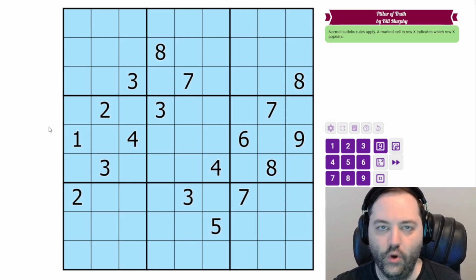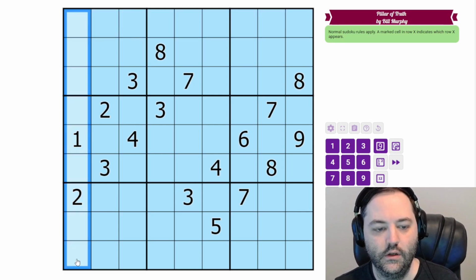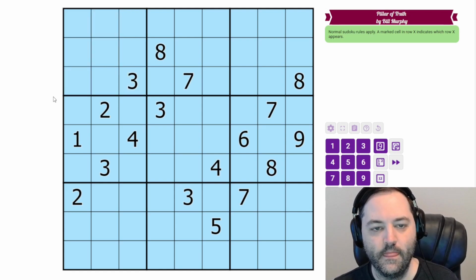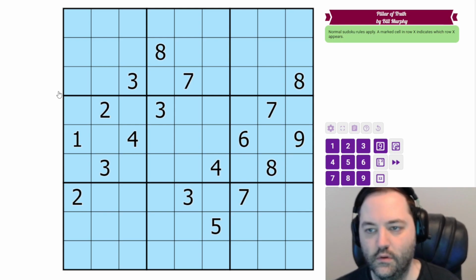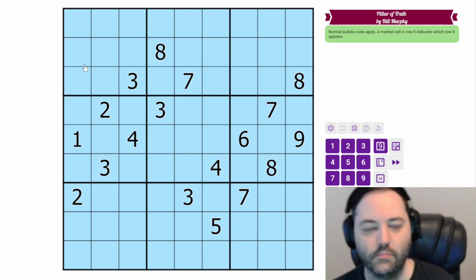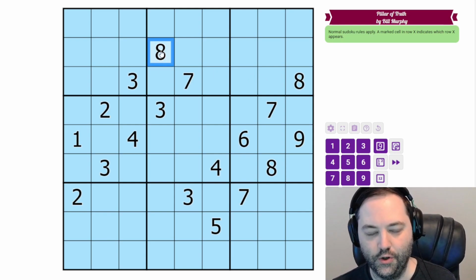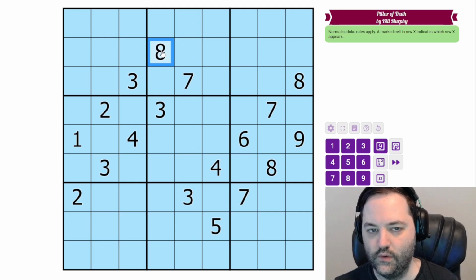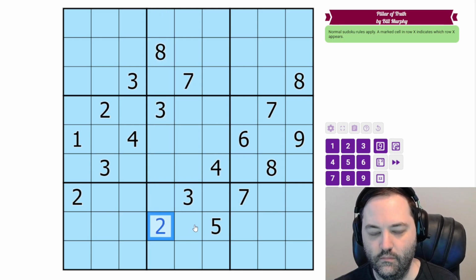So this is a row indexer puzzle. We have normal Sudoku rules, of course, 1 to 9 in each row, column, and box. Additionally, Bill says a marked cell in row X indicates which row X appears in. So what that means is we have an 8 here. It's in row 2. So that means the 2 in this column is in row 8.